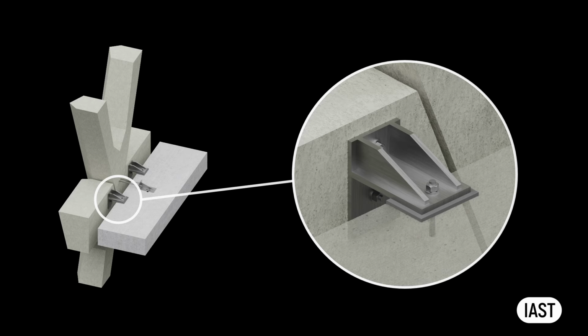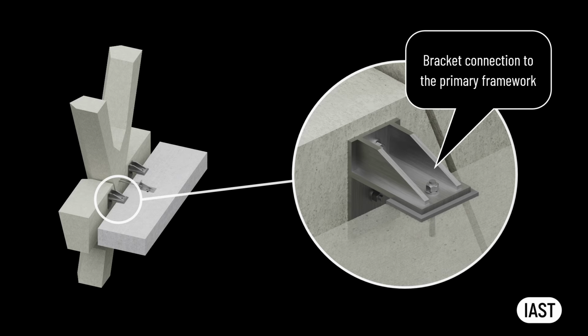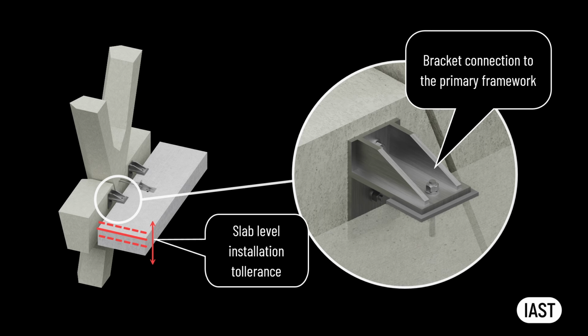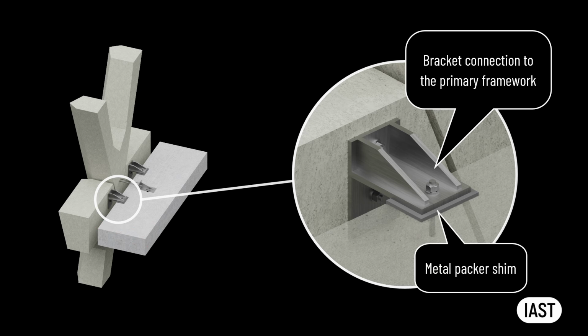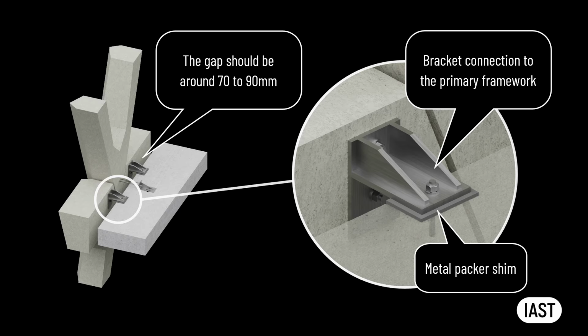It is important to design the bracket connection to the primary framework so that it can accommodate imperfections of in-situ concrete. The slab level will be inconsistent. The vertical position of the bracket and the panel will likely be compensated by metal packer shim plates under the bracket. The slab edge line will also be inconsistent. For this reason, the gap between the precast panel and the slab should be no less than 70 to 90 mm. The residual gap should be large enough for the correct application of insulation between the concrete panel and the slab to deal with the thermal bridging.